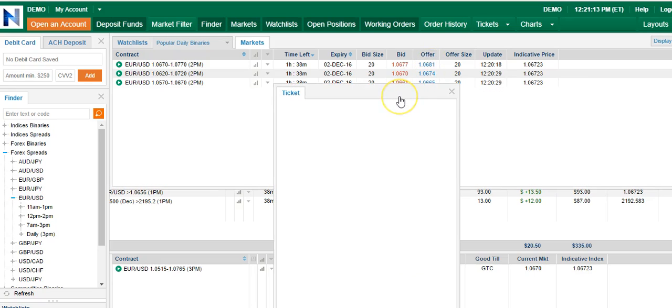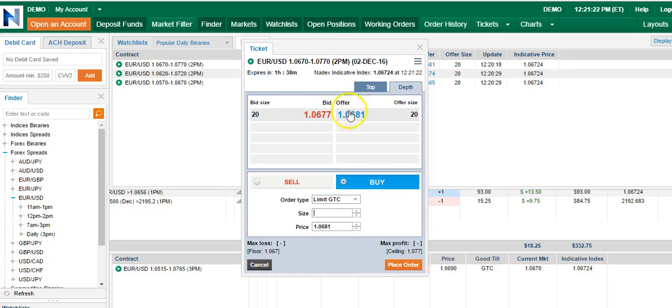Well, if I click on offer and the ticket pops up, the reason for that would be this. And I'm going to put one contract in here for you in a second. And you can see here on the max loss, which again is how much they're going to take out of my account, it's $11, and my max profit is $89. So my max profit is 8 times what my max loss is, which is fantastic.